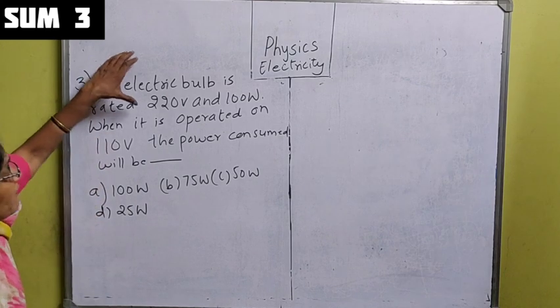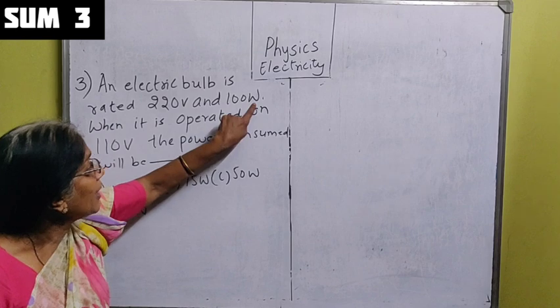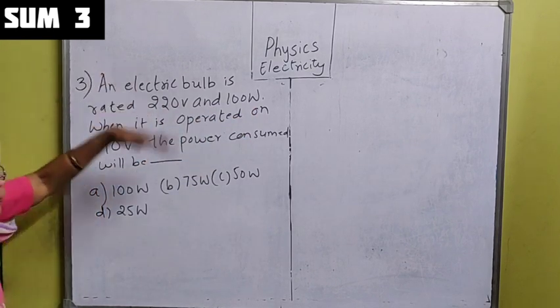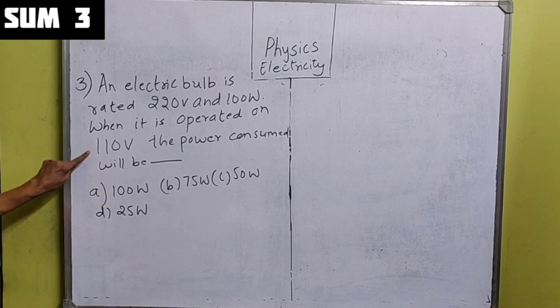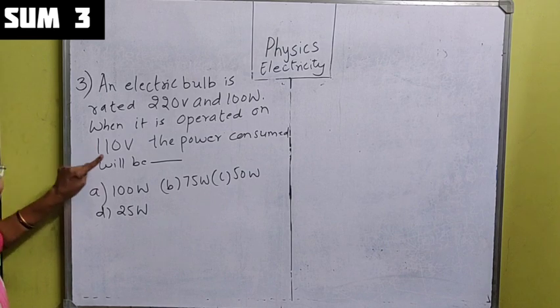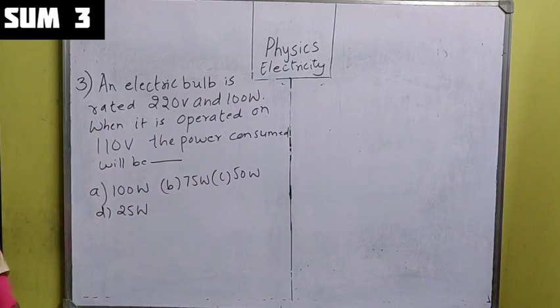So here P1 will be the first power when 220 and 100 watt bulb. So the watt is also the same, 100 watt. Then P2 will be, what will be P2? When what is changed? The potential difference is changed. Potential difference is changed to 110. So what will be the power consumed?